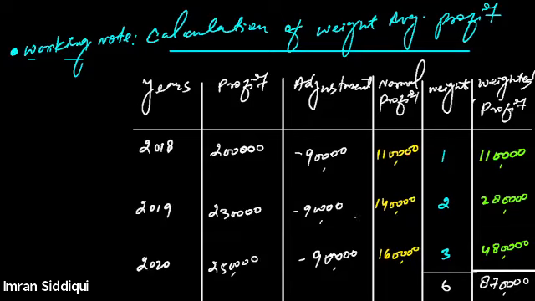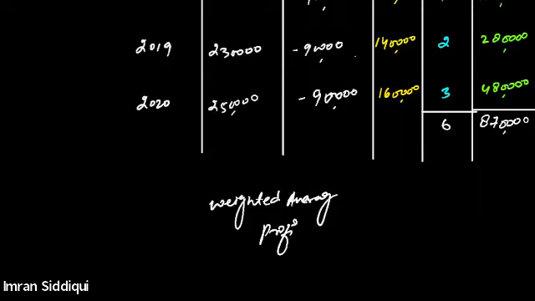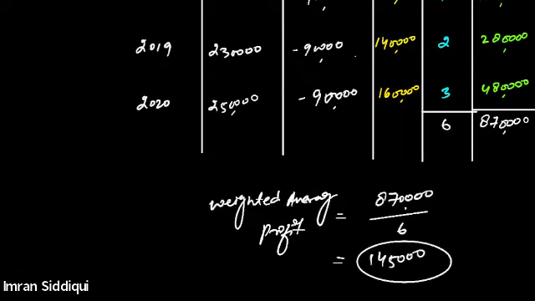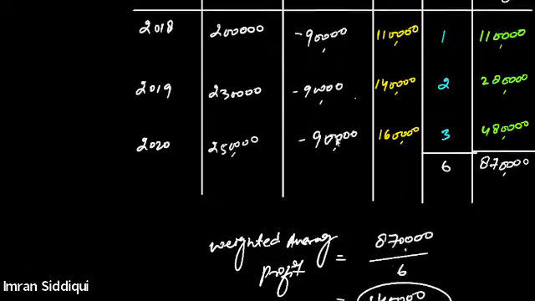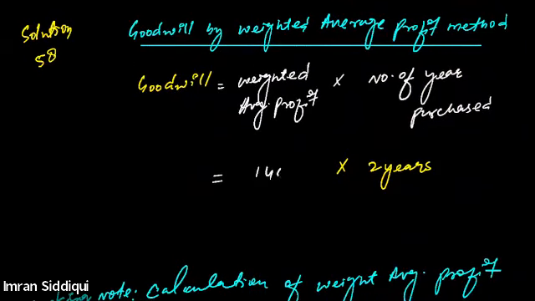Weighted average profit will be 8,70,000 divided by 6. We will get 1,45,000. Tell me, everyone, is this clear? Yes or no? Zainab, Shifa, and Saif, yes. Is this clear? Yes, it's clear.